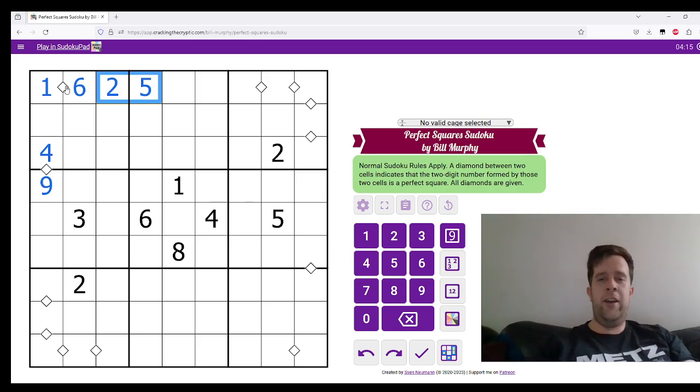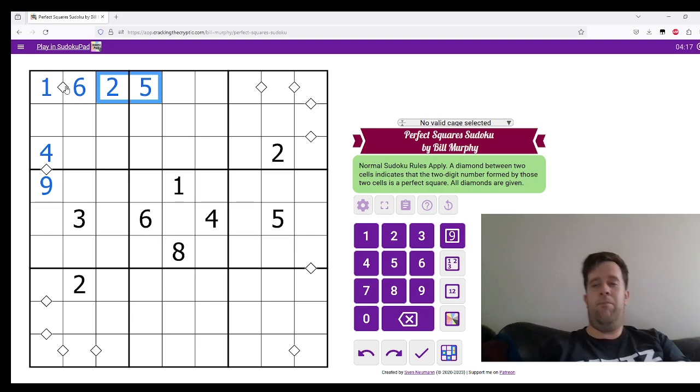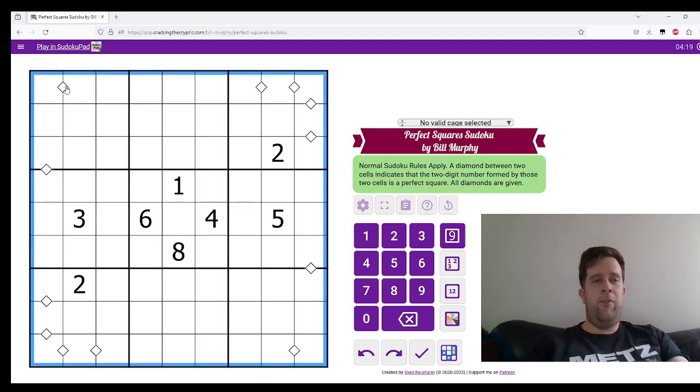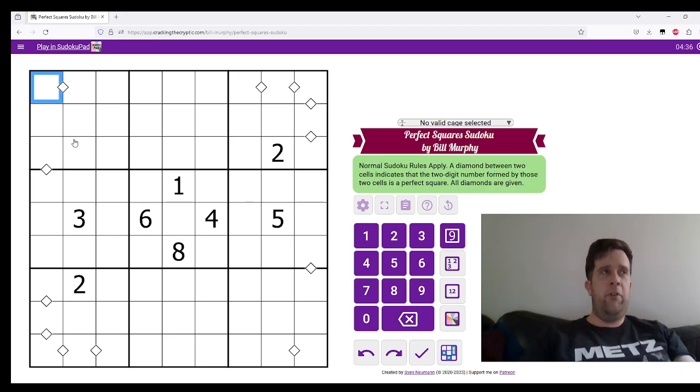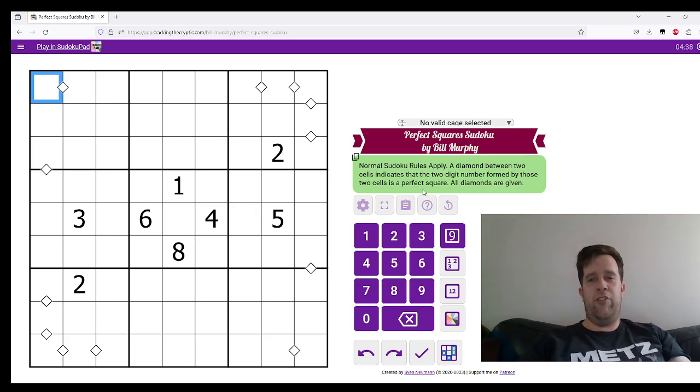What's a perfect square, I hear you ask? I know no one at home is saying that, but that's fine. A perfect square is any number multiplied by itself. So, 4 squared is 16. 5 squared, 25, etc. All diamonds are given, so we even have a negative condition in this puzzle.